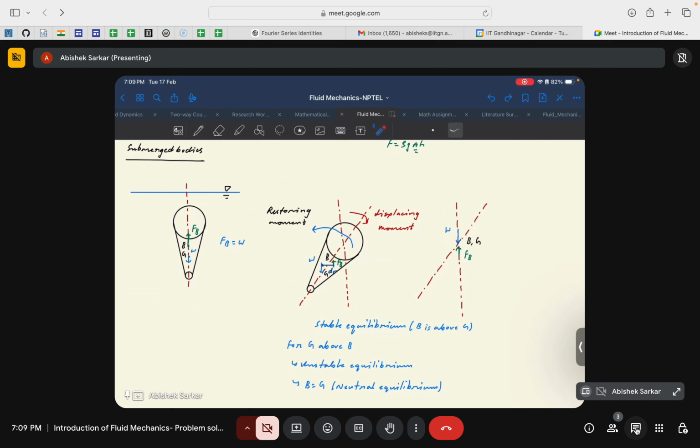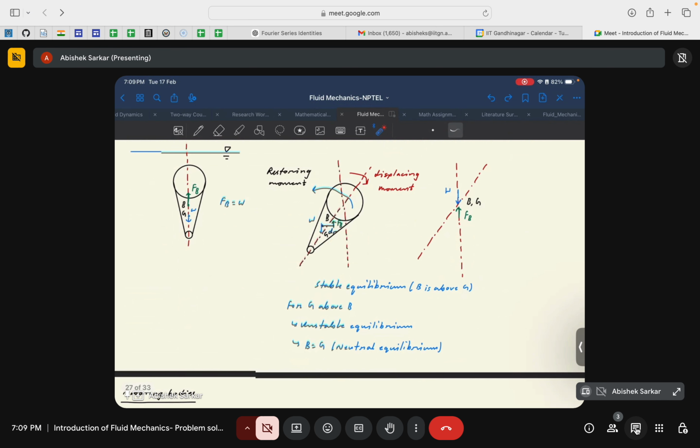But you can maybe redraw the diagram so that it makes sense. Like, you can draw an inverted diagram, maybe something like this, right? G would be above, and the center of buoyancy would be below. Then you can draw a diagram and show the unstable equilibrium condition.